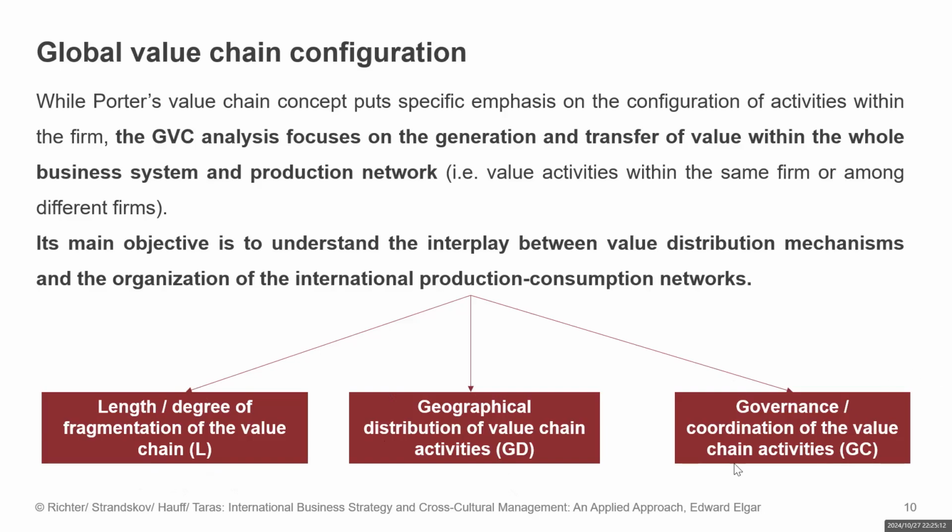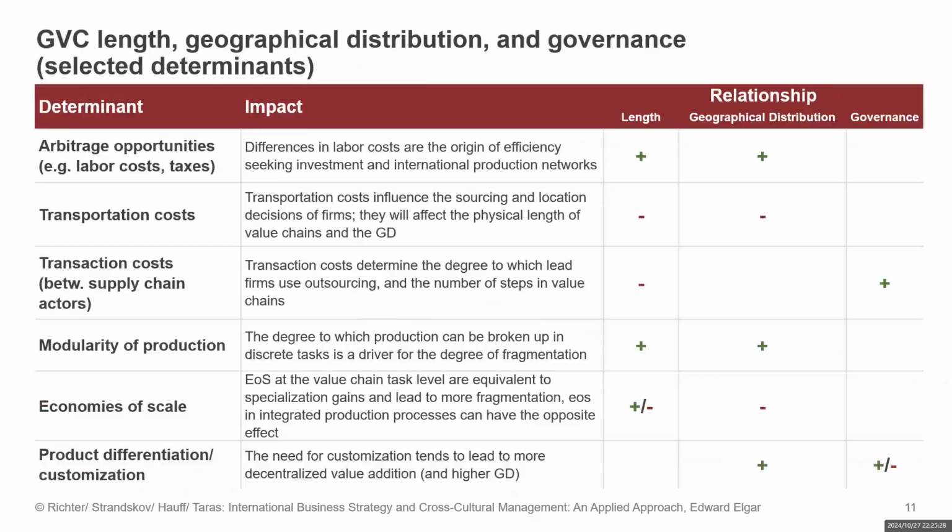And then finally, the governance. Governance refers to the degree of control a company has over its value chain, ranging from minimal control over your external suppliers to complete control through internalization. Then how do we decide? There are different factors that we need to consider, and these are the factors that can decide how long, how dispersed, and how much control a company needs to have over the activities within the value chain.